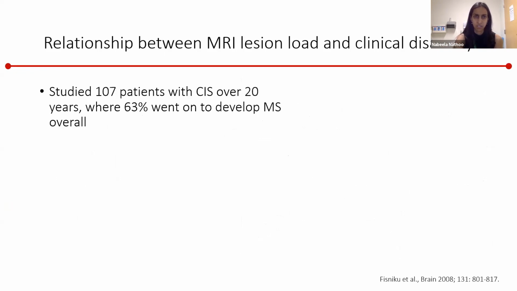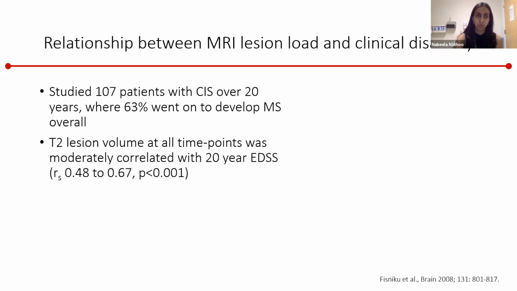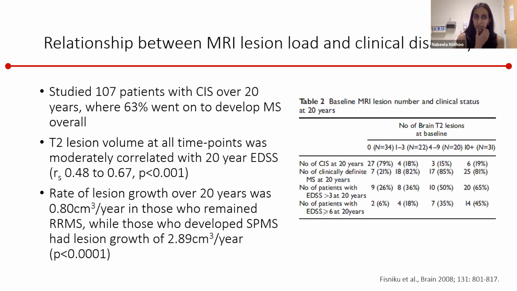So there's some interesting work that's been done in the past where studies have looked at the relationship between MRI lesion load and clinical disability. This study from 2008 had 107 patients that were followed over 20 years, where 63% went on to develop MS overall. And what they found was that even from the first scan, the T2 lesion volume was moderately correlated with the 20-year EDSS, and that if the rate of lesion growth over 20 years was low, they would remain as relapsing remitting MS, while those who had greater lesion growth would go on to develop secondary progressive MS.